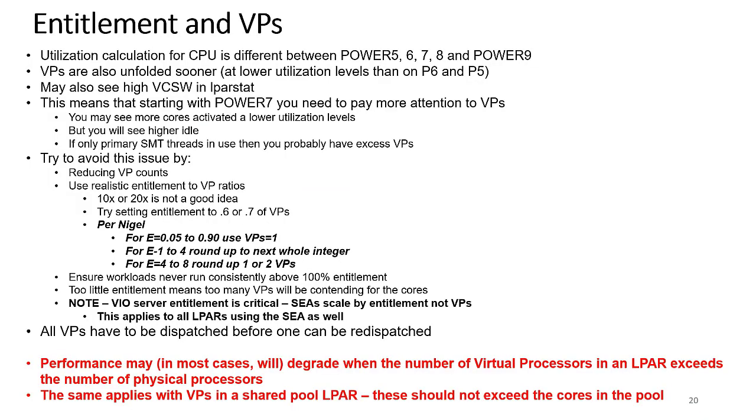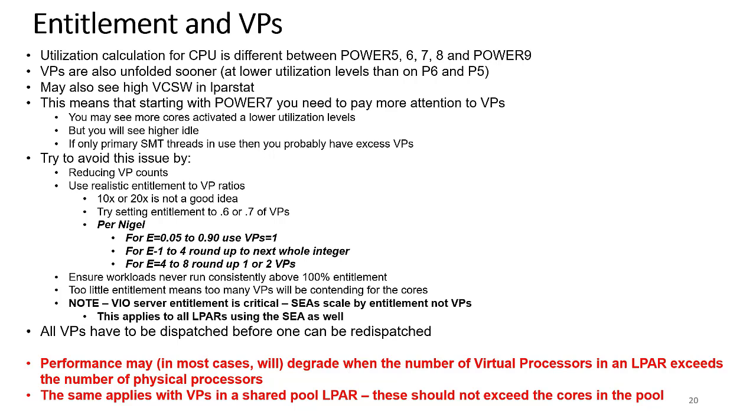I want to talk very quickly about entitlement and virtual processors. Through the different architectures, there have been many changes. As an example, the utilization calculation for when virtual processors get unfolded and so on has changed, and the way it reports on it has changed. So Power 6 and earlier did it one way, Power 7, 8 and 9 now unfold at different levels.